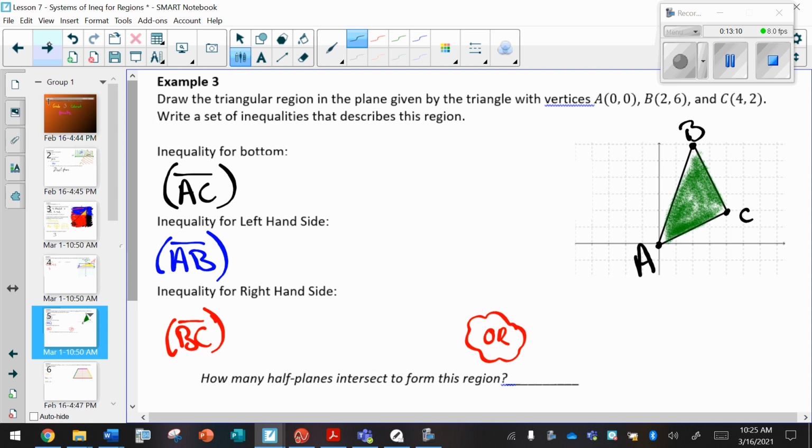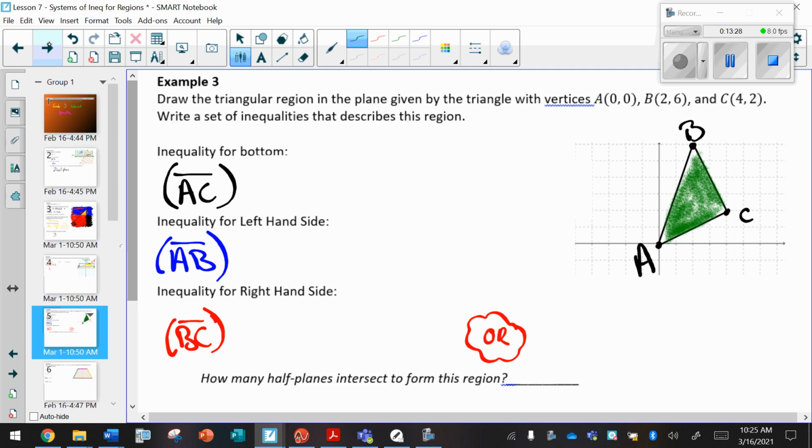So draw your triangle. Don't forget to color it in because it is supposed to be inequalities. So we would have a shaded region on the inside of our shape, in this case, the inside of our triangle. And then we're just going to simply write the equation for each of the 3 sides.